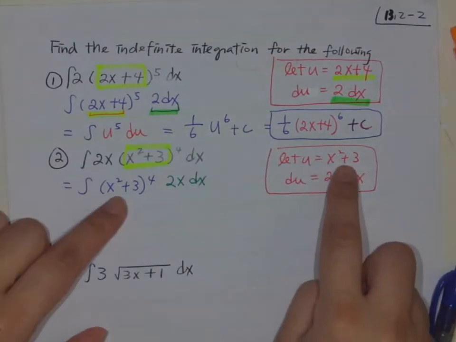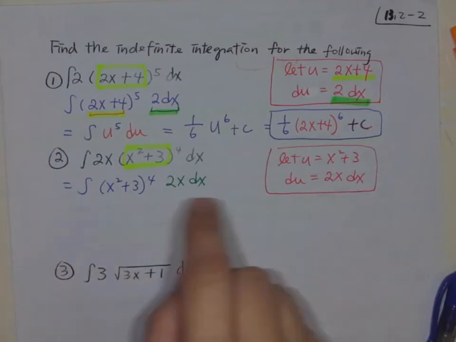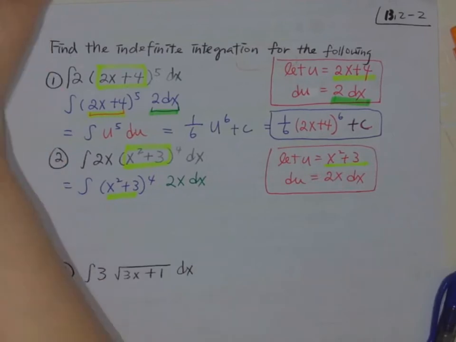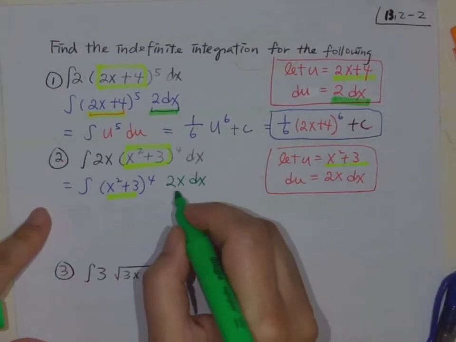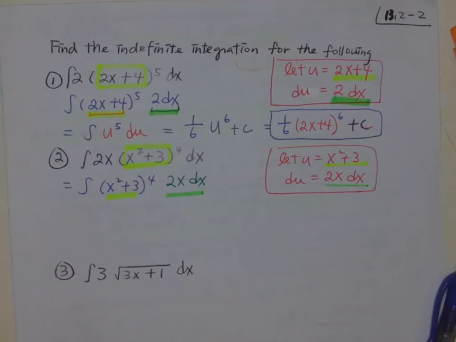So this part is my u, and this part is my du, right? Can you see that? This is the u part. This is the du part. Okay, so I'm going to substitute.